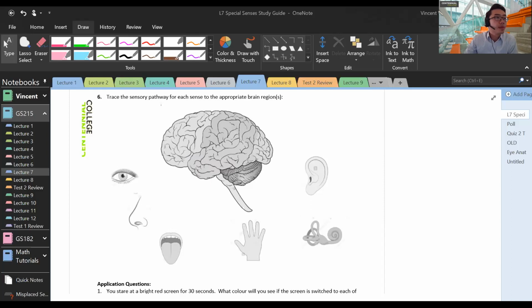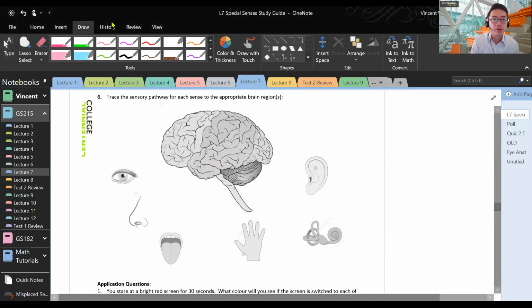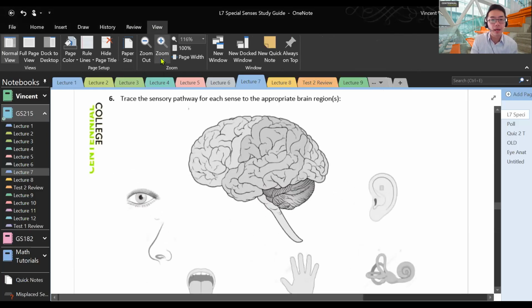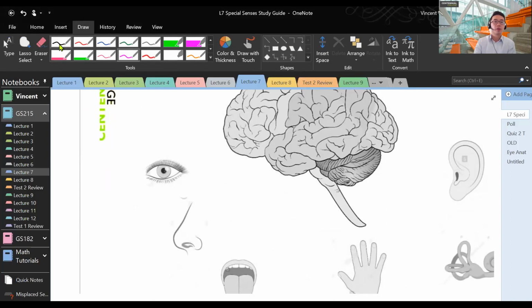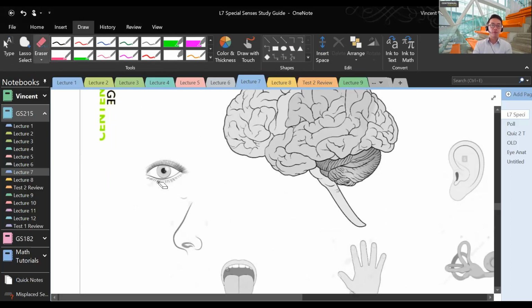Okay. So let's take a look here. Give me 1 second. So these are the different senses. We have the eyes, the nose, and so on and so forth. Let's write down what they are called, the type of receptors, and where they're going to be projecting the information to. So this is the eye.